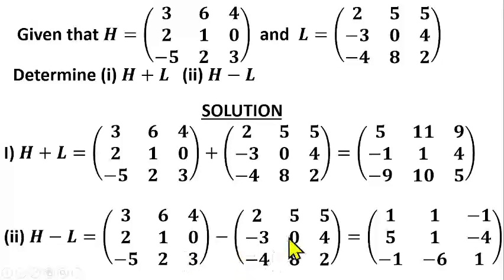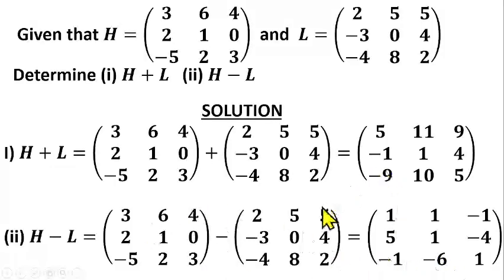Then 1 minus 0, that gives us 1. 0 minus 4, that will give us minus 4. Minus 5 minus minus 4. Minus times minus gives us plus, that gives us minus 5 plus 4, that gives us minus 1. Then 2 minus 8, that gives us minus 6. Then 3 minus 2, that gives us 1.